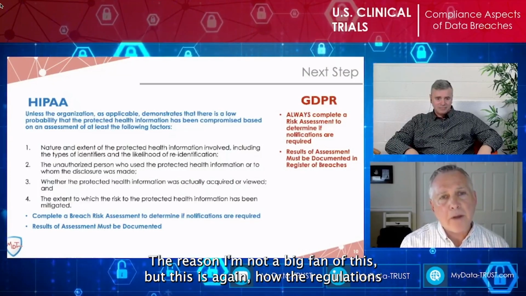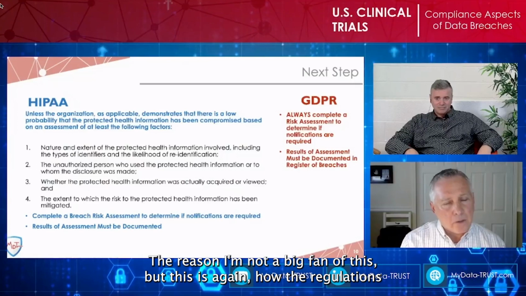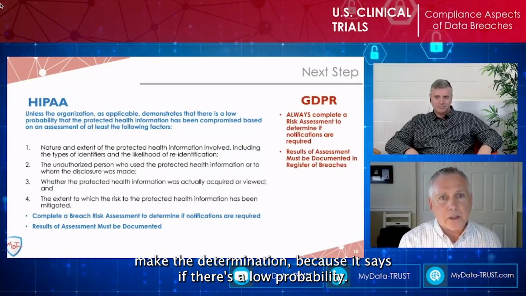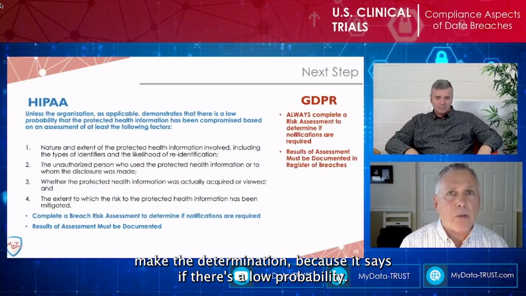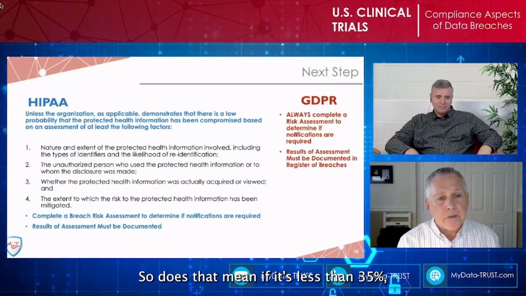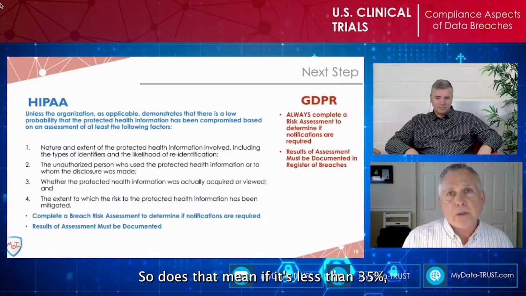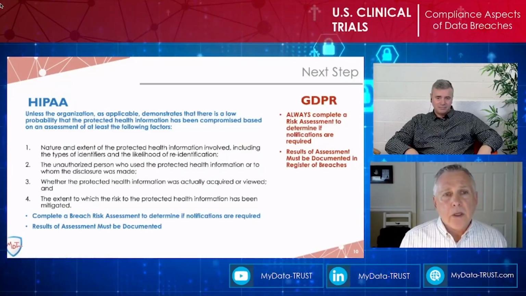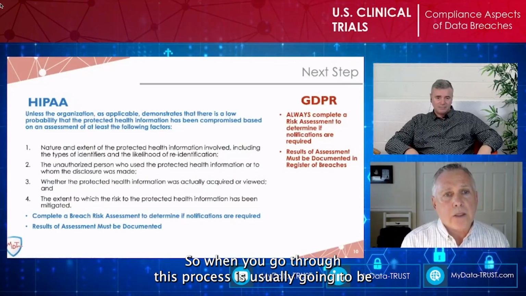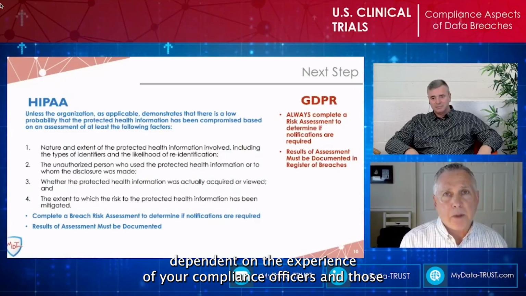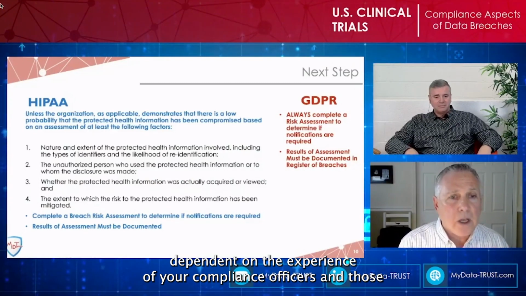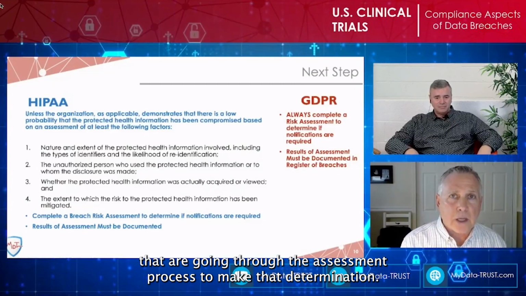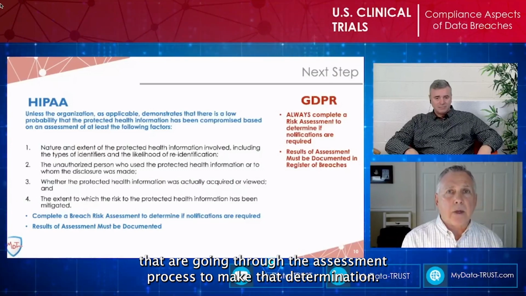The reason I'm not a big fan of this, but this is, again, how the regulations make the determination, because it says if there's a low probability. So does that mean if it's less than 35%, that it's not a reportable breach, or if it's greater than 50? So when you go through this process, it's usually going to be dependent on the experience of your compliance officers and those that are going through the assessment process to make that determination.